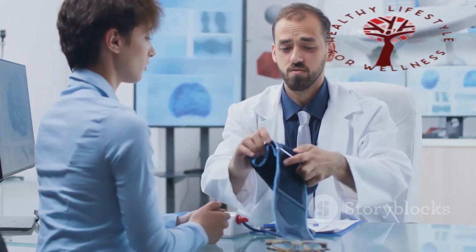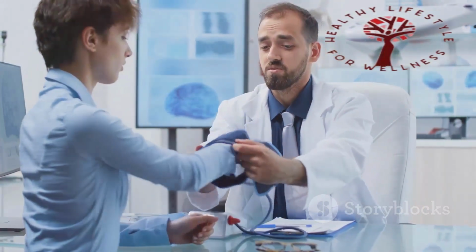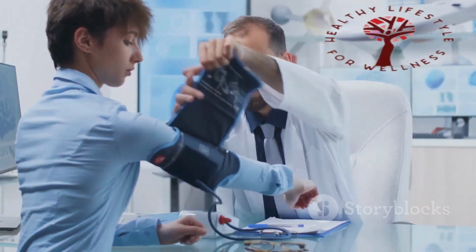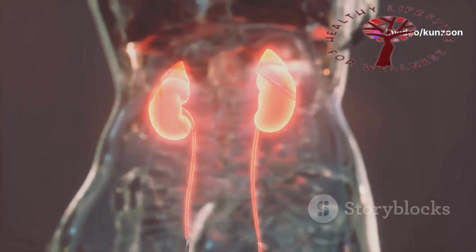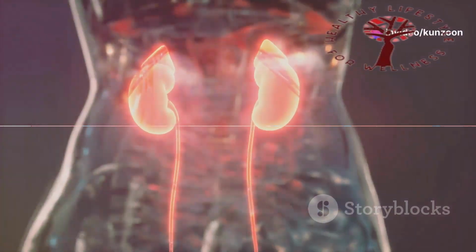The Renin-Angiotensin-Aldosterone system, RAAS, is a crucial hormonal system in the body that helps regulate blood pressure, fluid balance, and electrolyte levels. It plays a significant role in maintaining homeostasis, or the body's internal balance.